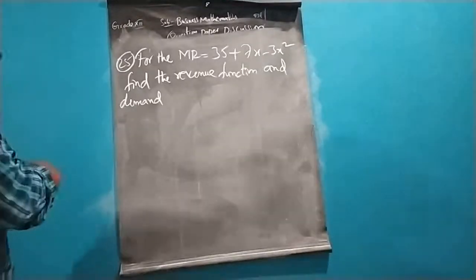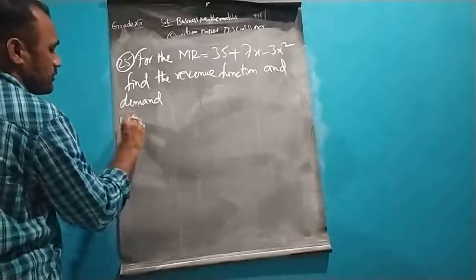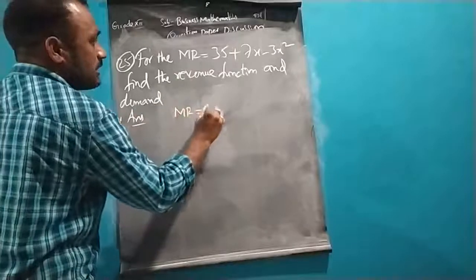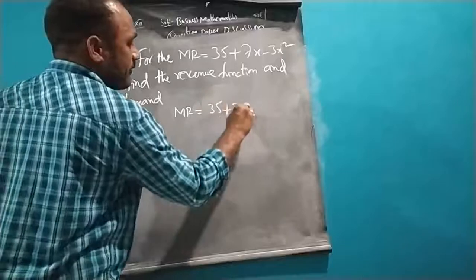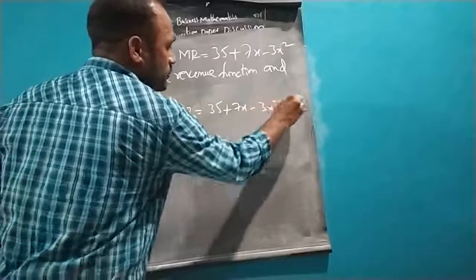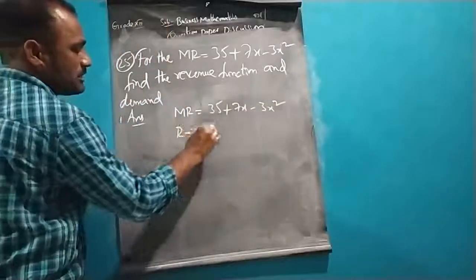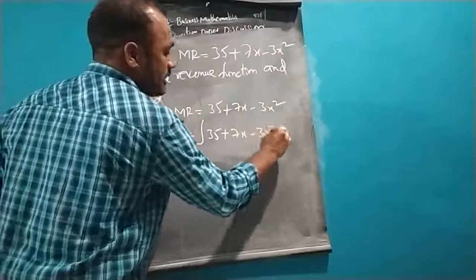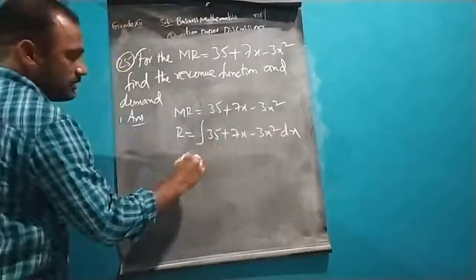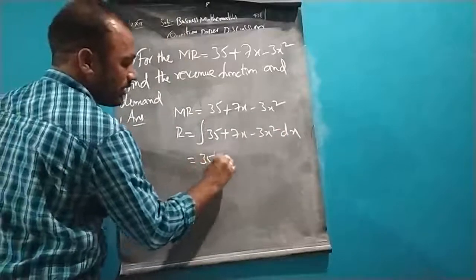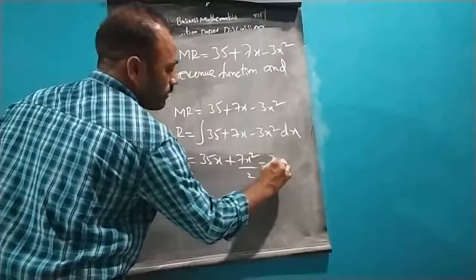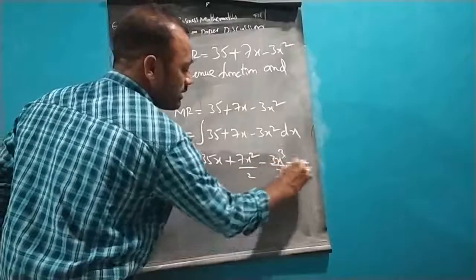Let us see the 25th question. Given the marginal revenue function, we have to find the revenue function. So MR is equal to 35 plus 7x minus 3x square. So the revenue function is the integration of 35 plus 7x minus 3x square dx. So it will be 35x plus 7x square by 2 minus 3x cube by 3 plus k.